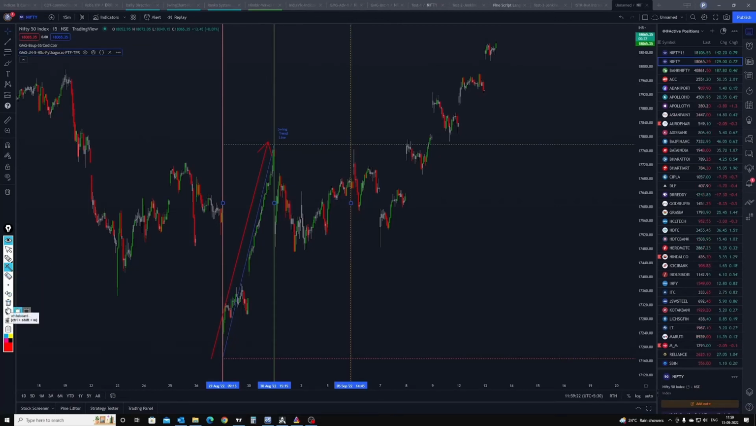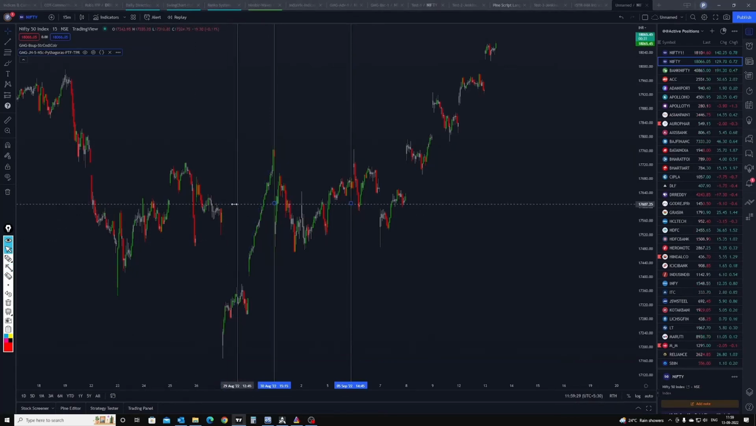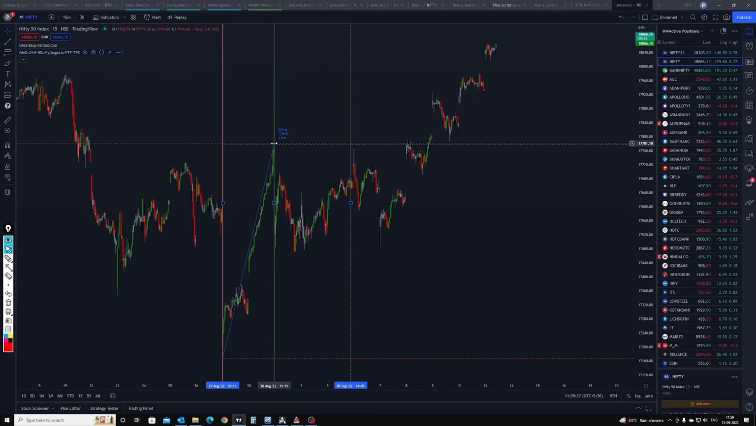So I'll place my swing low at this low bar, and the swing high at the high bar. So now I have this much swing time available as a price retracement.